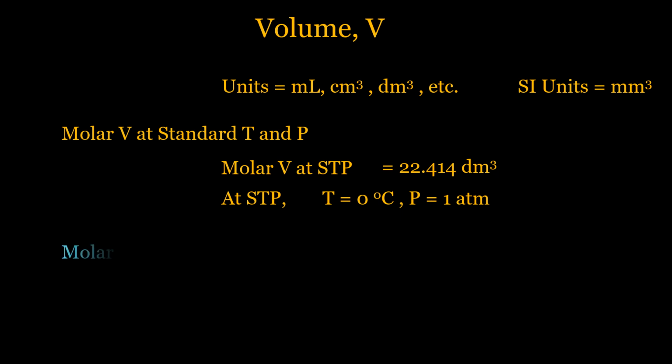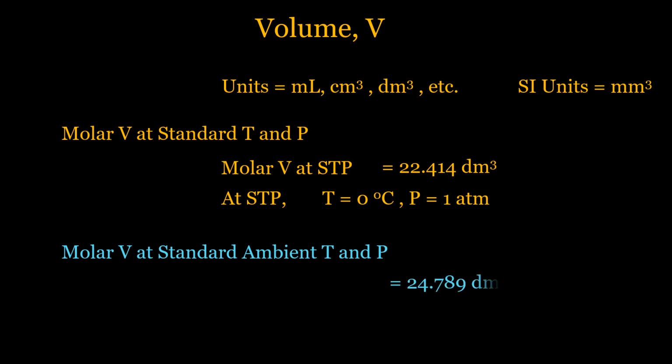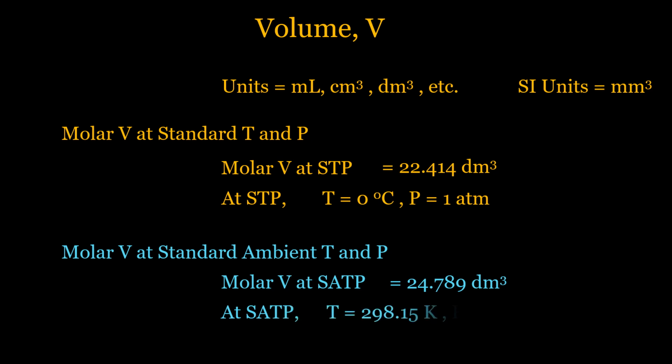In later years, when the absolute or Kelvin scale was also used, the molar volume of a gas is 24.789 cubic decimeters, called the molar volume at standard ambient temperature and pressure, SATP. At SATP, temperature is 298 Kelvin and pressure is 1 bar or 100 kilopascals. At this point, one should have learned about the 4 state functions of an ideal gas, which are more than enough to describe a gas.